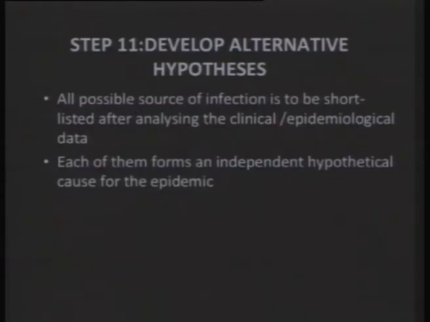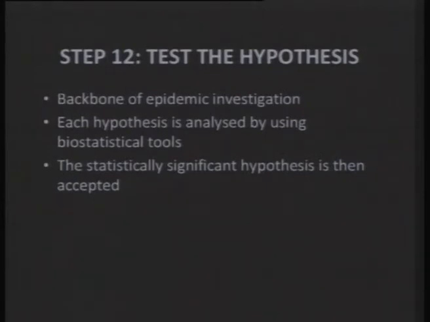After this, you have to develop a hypothesis. A hypothesis is based on all possible measures that you have thought of. This is a slightly technical thing, so I will not go into too much detail of this. Once you have got all this information, an independent hypothetical cause of the outbreak needs to be made. The testing of this hypothesis is essentially done by biostatistics, and this is when we prove that this outbreak was due to this particular organism or due to this particular contaminant or source of infection.